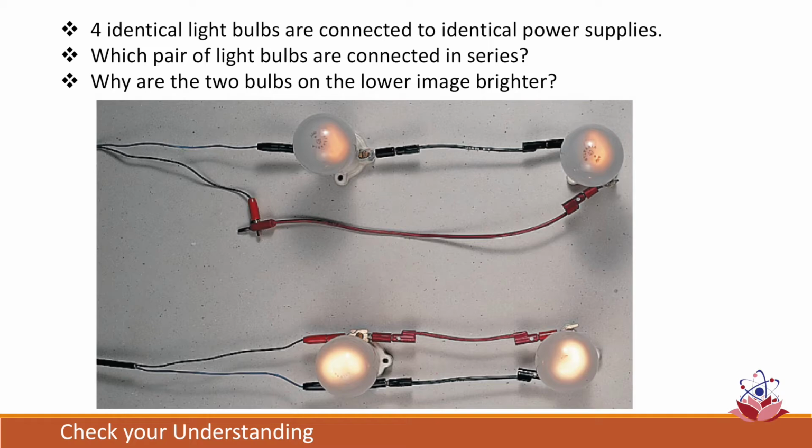So here we have two bulbs that are connected. There's a battery over here, and they're getting power. And what we want to know is which pair of bulbs are connected in series and which pair of bulbs are connected in parallel.